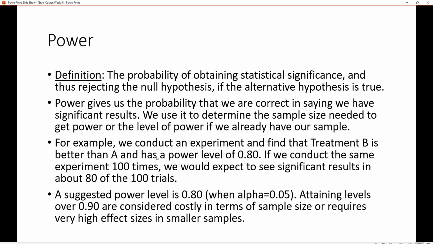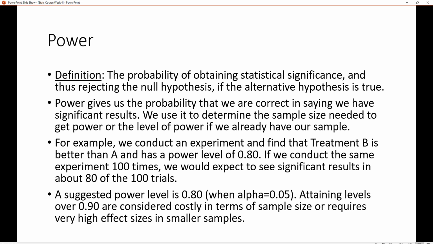We use it to determine the sample size needed to get power, or the level of power if we already have our sample. For example, we conduct an experiment and find that treatment B is better than treatment A and has a power level of 0.80. If we conduct the same experiment 100 times, we would expect to see significant results in about 80 of the 100 trials. So power gives us a good idea of what's our chance of being right, but also of not being wrong.